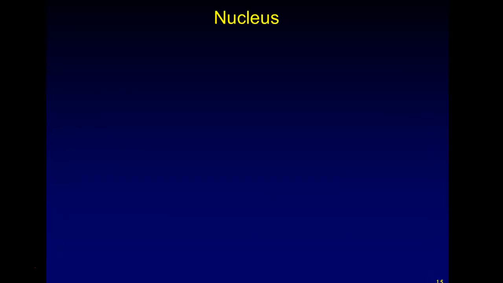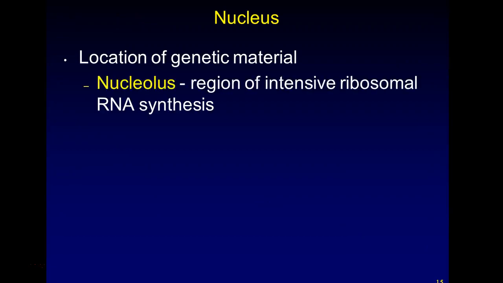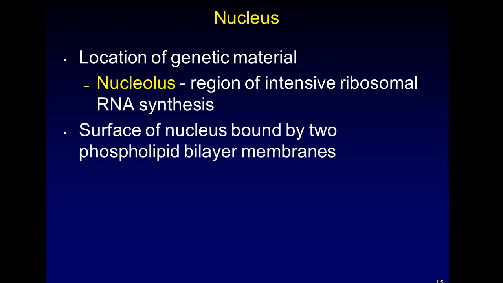The nucleus. The nucleus is the location of our genetic material. Inside of the nucleus is a nucleolus. It's a region of intensive ribosomal RNA synthesis. Essentially, this is where our ribosomes are put together. The surface of the nucleus is bound by two phospholipid bilayer membranes. We call it the nuclear membrane or the nuclear envelope.